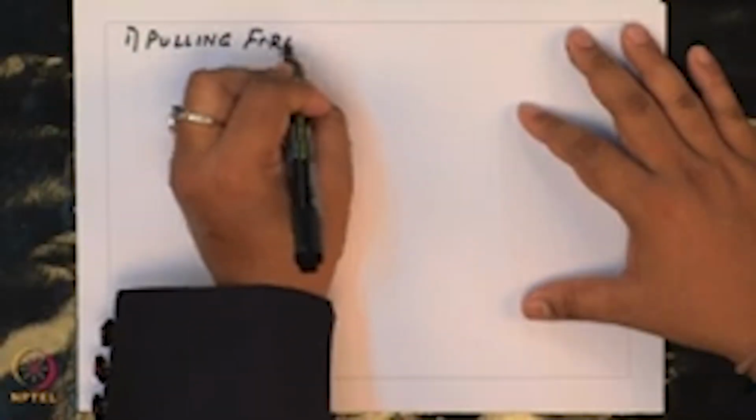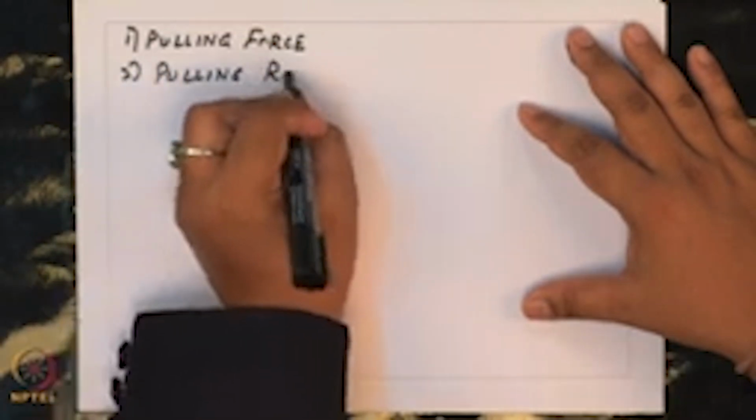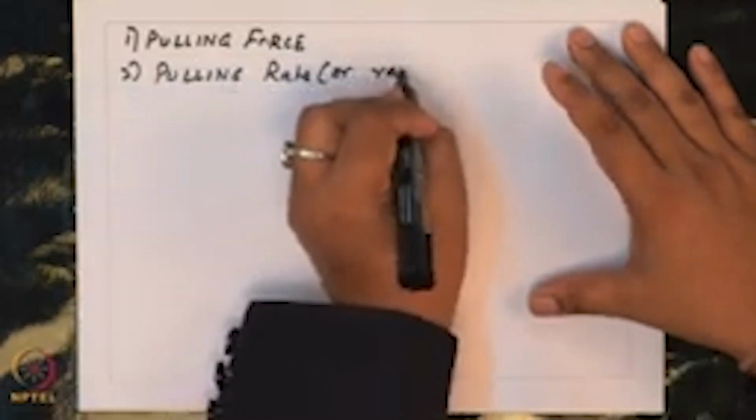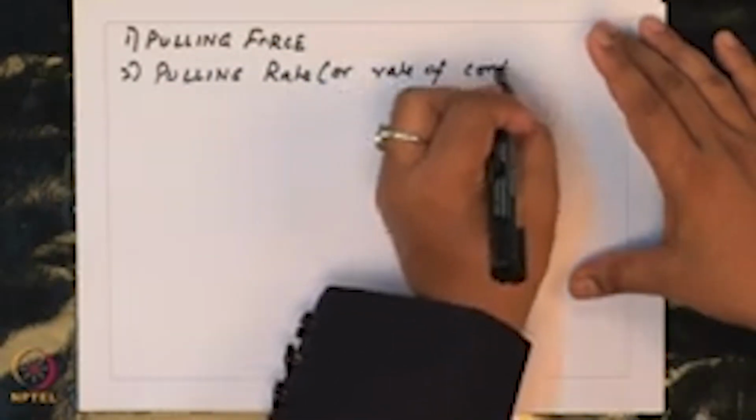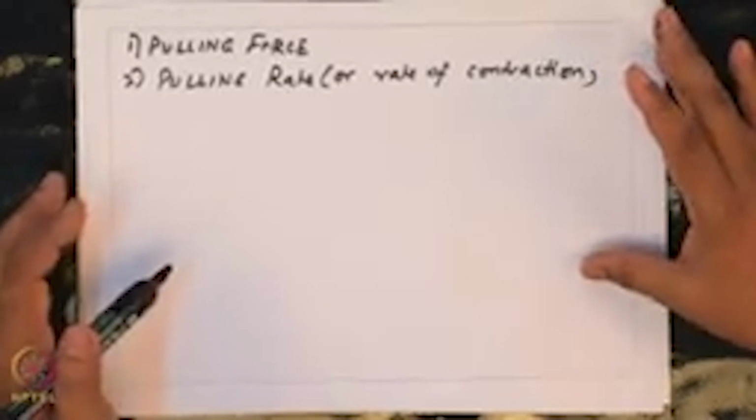The next question is the rate of pulling. In addition to pulling force, the second is pulling rate, or rate of contraction. Would you expect to see some differences between two cell types which exert pulling forces at completely different rates? And the answer to that is indeed yes.